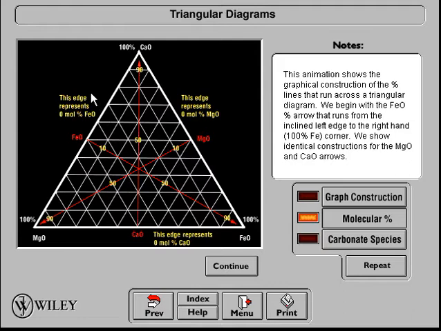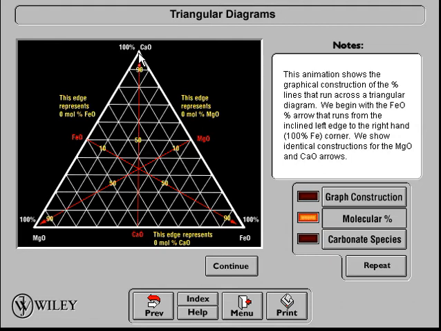Here the same for the iron, 0 mole% of FeO on this line. Here it becomes more and more rich in iron, and here we have then 100%. Here the same for the calcium. We have here at this edge 0 mole% calcium oxide. We are going from this direction into that direction, and here we have 100%.